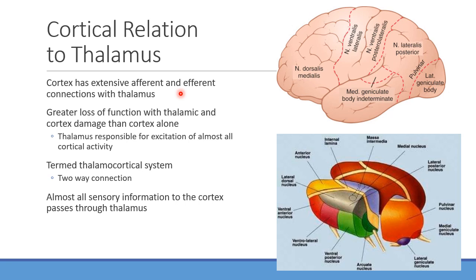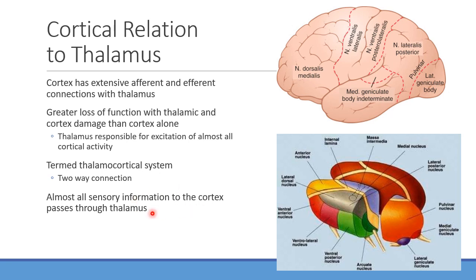This is really problematic, because the thalamus is responsible for almost all the excitation in the cortex, because most of the signals, especially input signals from sensory nerves, travel through the thalamus to the cortex eventually. We call this the thalamocortical system, and it's a two-way communication between the cortex, the thalamus, and back again.